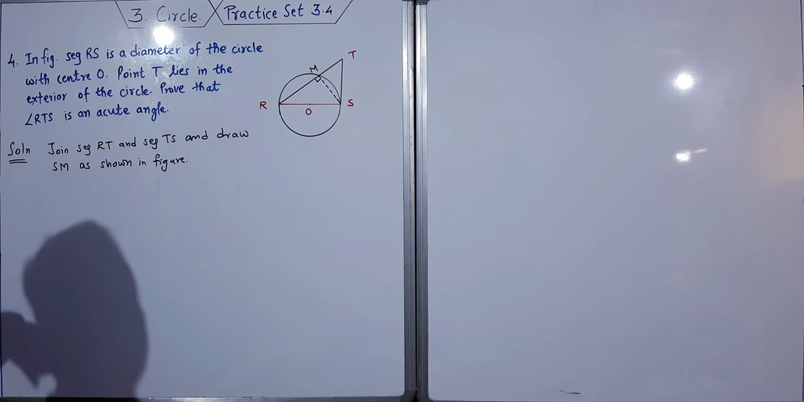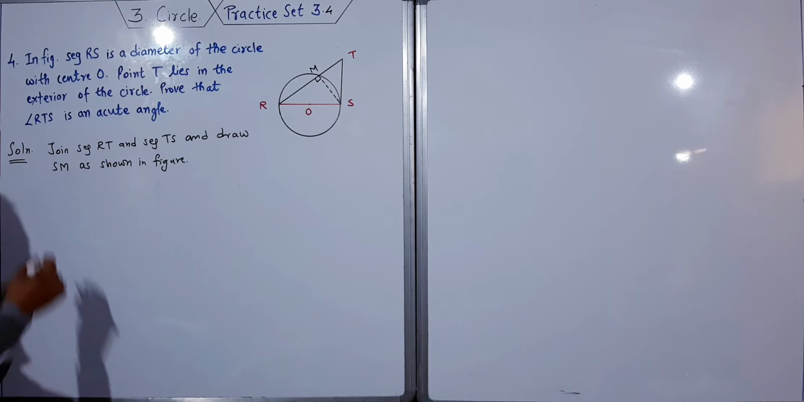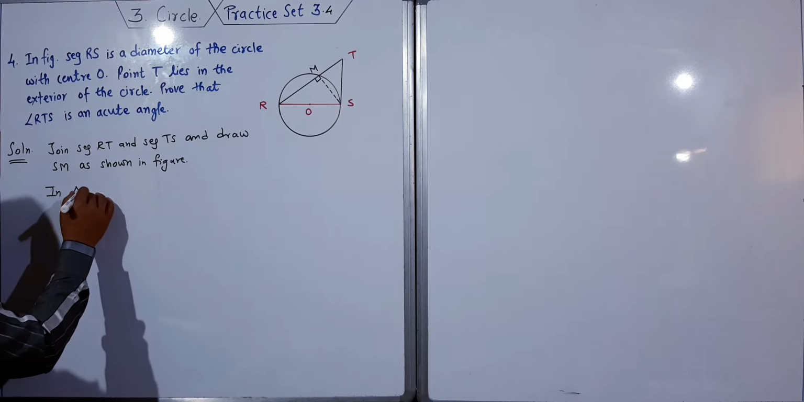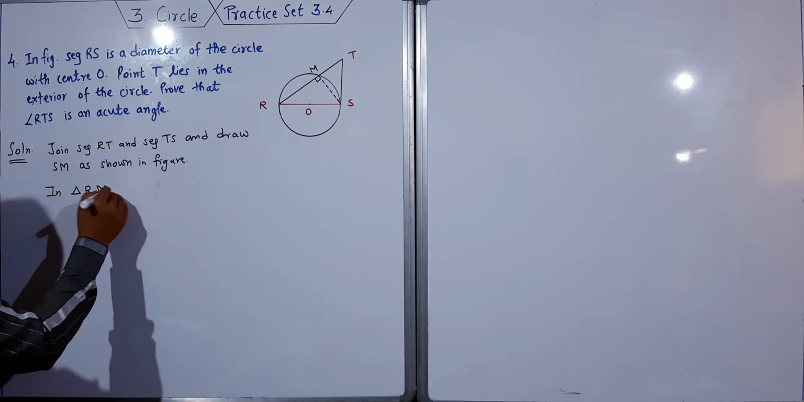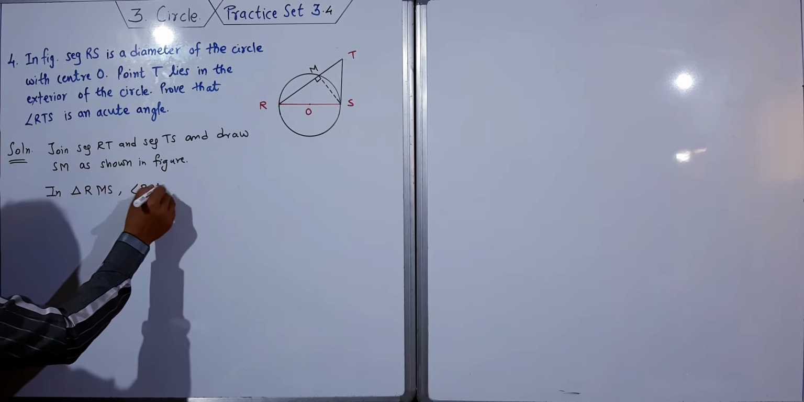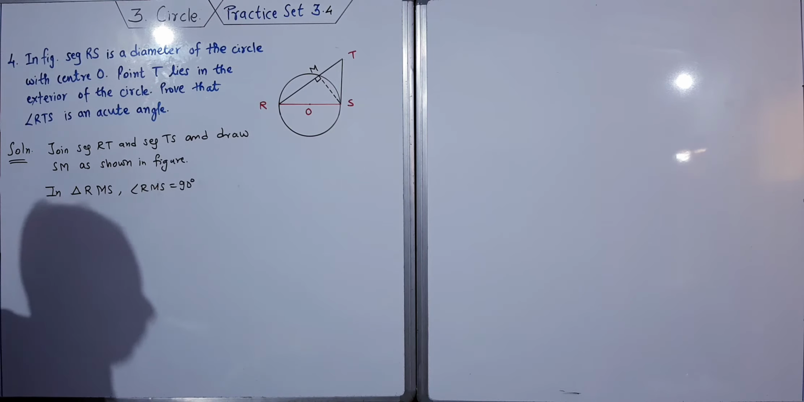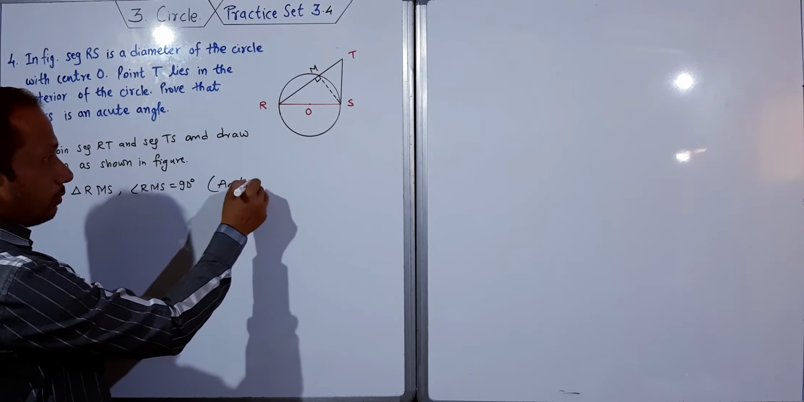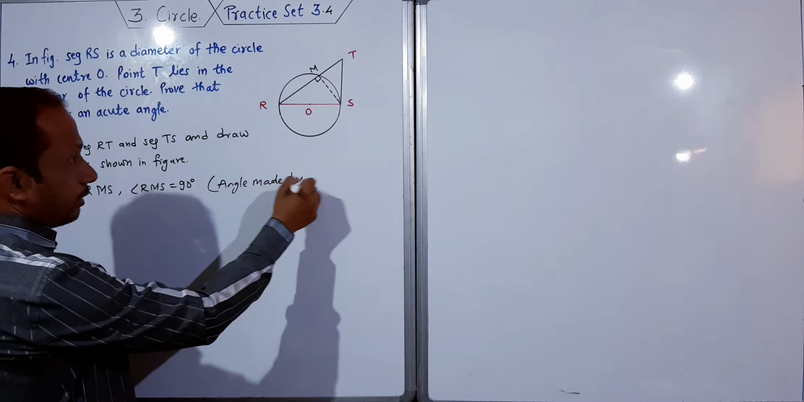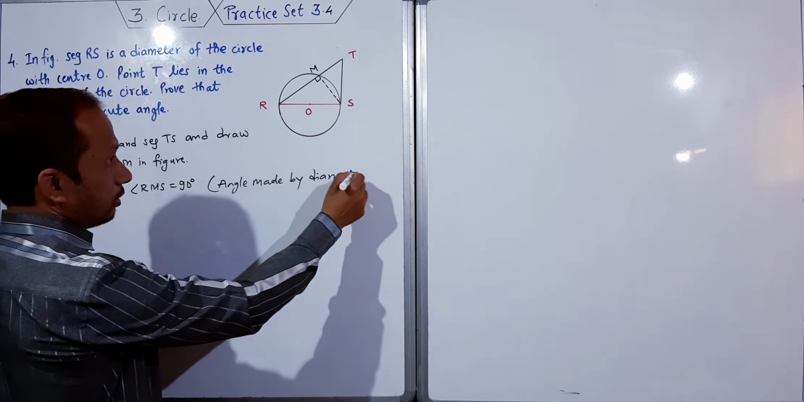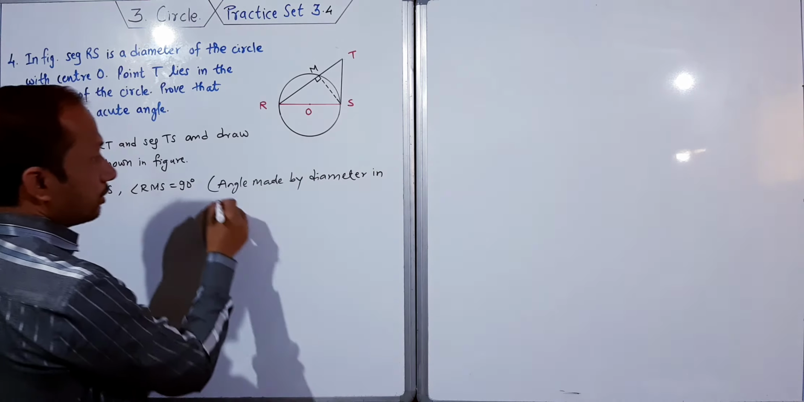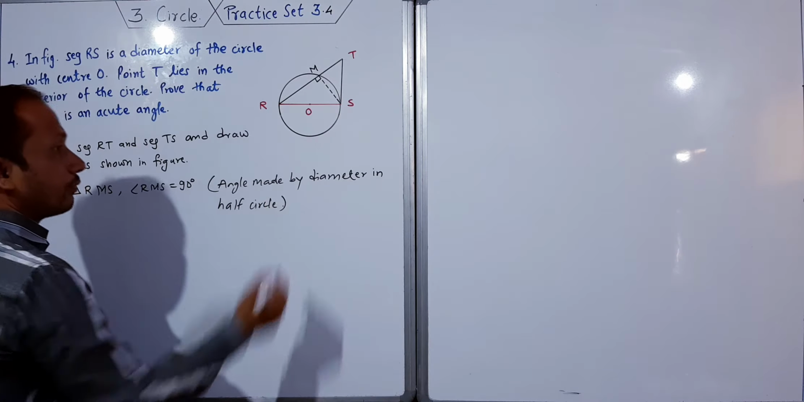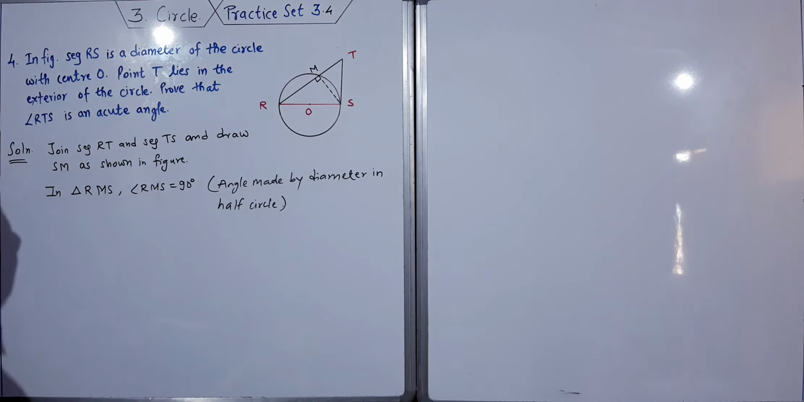Now see that in triangle RMS, angle RMS is equal to 90 degrees. Angle RMS is what? 90 degrees. This is the angle made by a diameter in a half circle, which is always 90 degrees, a right angle. So the angle made by a diameter in a half circle, I am writing very simply here.